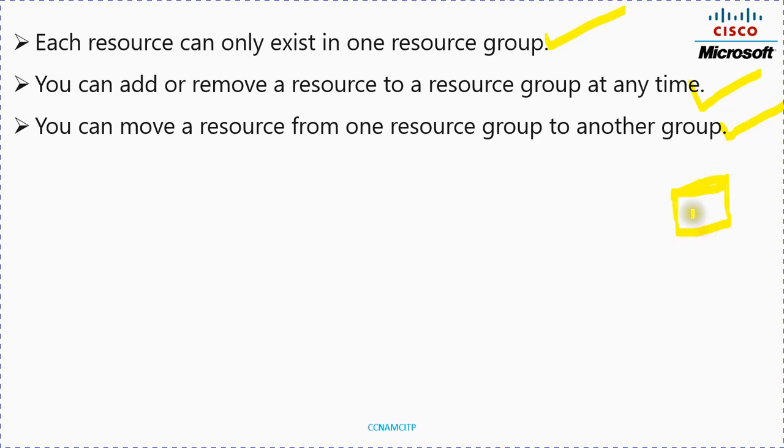For example, VM1 is here, so you will keep it here only. For example, this is resource group 1, RG1. So this will remain here only. You cannot keep it in two resource groups. VM1 cannot be in both at the same time. You can move it from here, that is possible.